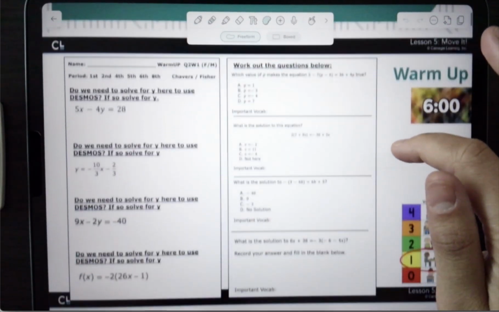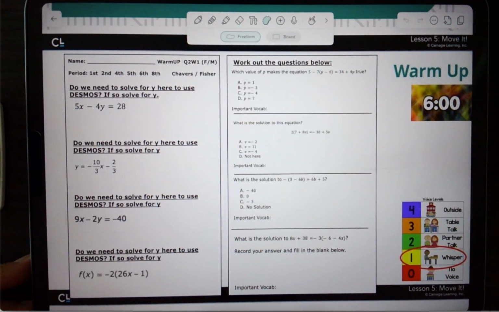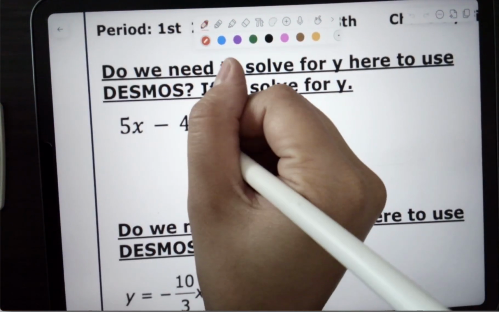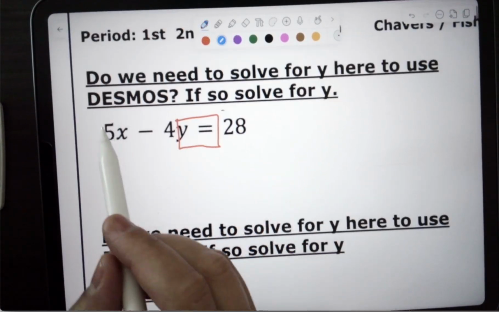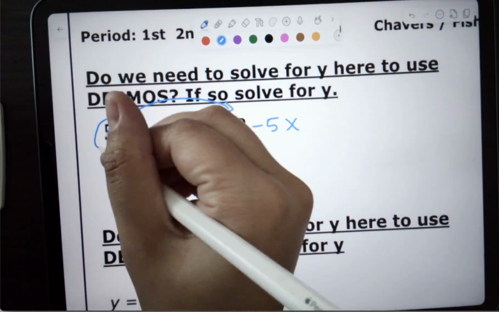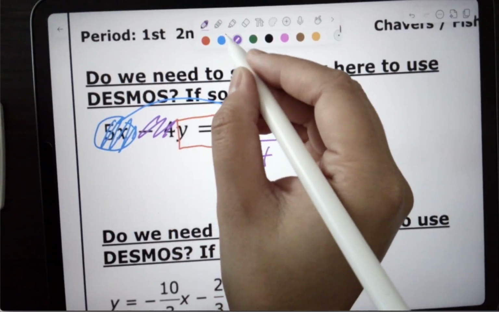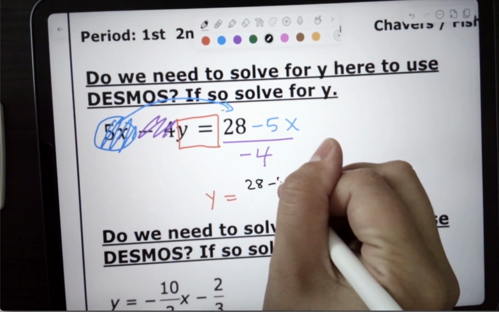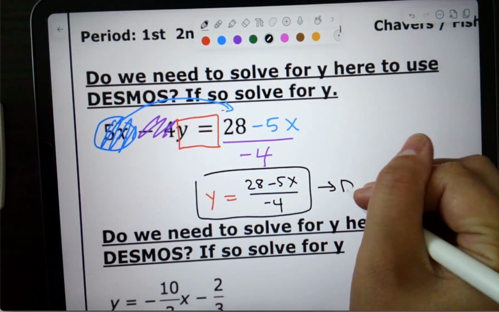Okay, so today we are going to work on these questions right here. I have this one right here. I need to solve for y still. If I put a box around my y equals, I need to move the 5x to the other side by doing minus 5x. Delete this. We're going to divide by negative 4. So I should have y equals 28 minus 5x over negative 4. That I can put in Desmos.